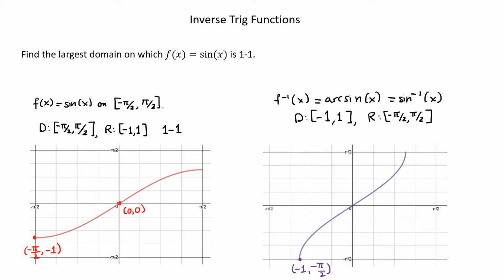For the point 0, 0, if we swap the x and y values, we still have the point 0, 0 in our graph of arcsine. And the point pi over 2, 1, so sine of pi over 2 is equal to 1, gives us the point 1, pi over 2, which means that arcsine of 1 is going to be the angle pi over 2.